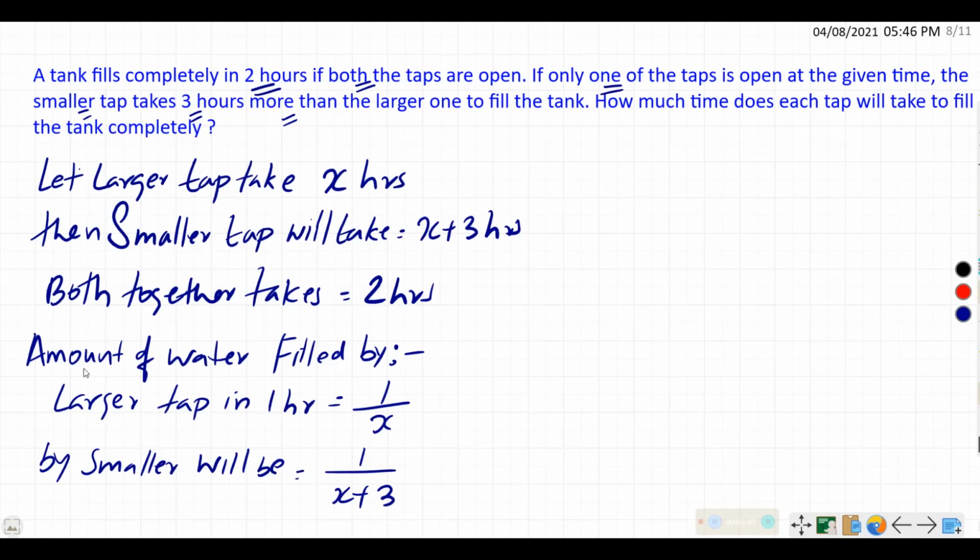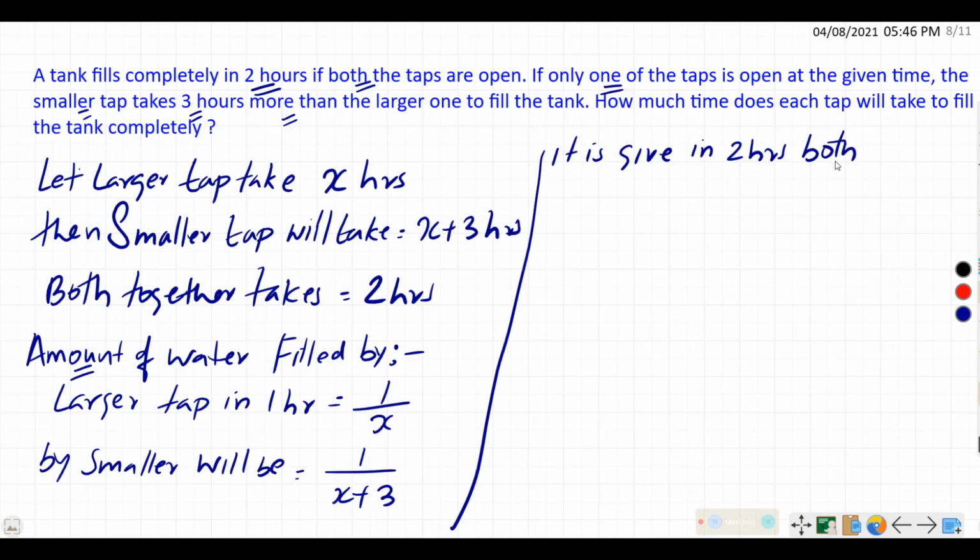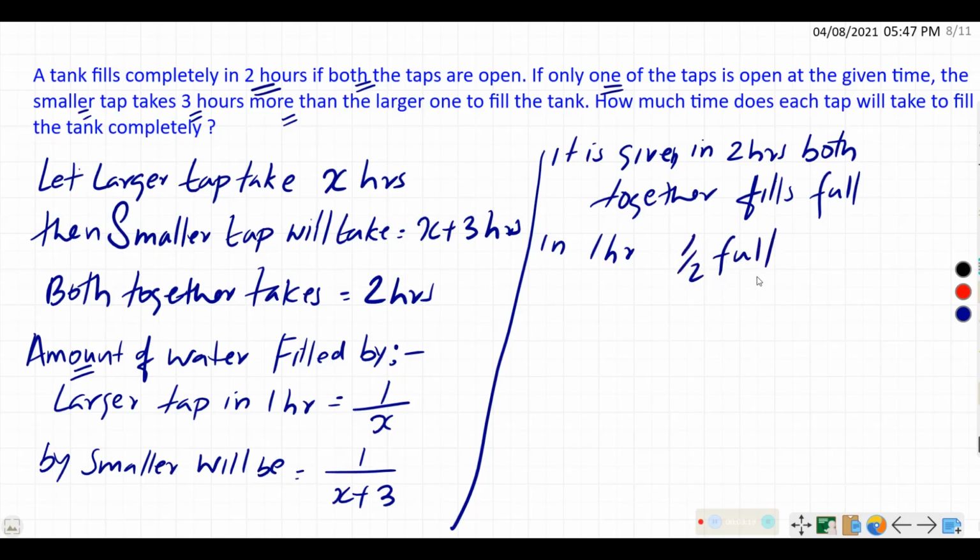But another thing is that in 1 hour the larger tap fills 1 upon X part and the smaller tap fills 1 upon X plus 3 part of the tank. It is already given that both together take 2 hours to fill up completely. That means in 1 hour naturally the tank should fill up half. This common sense should help us to go further. In 2 hours it fills completely if both taps are open, so in 1 hour it will fill up half the tank.